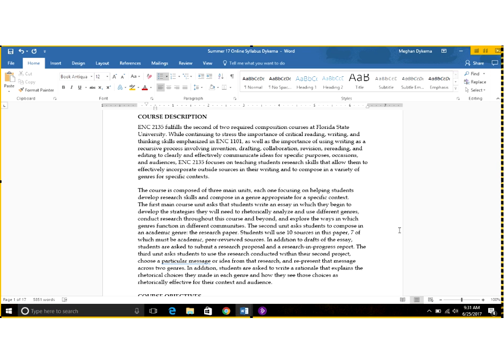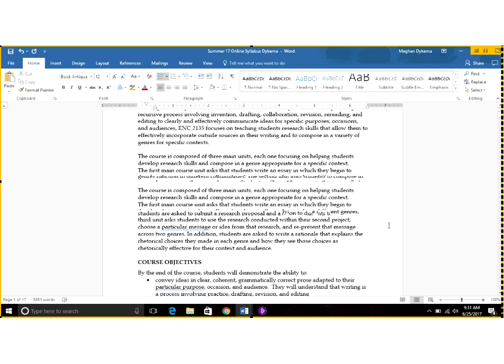So we have a big research project in the middle of the term that allows you to work on effectively incorporating outside sources into your writing. And we also have an emphasis on composing in a variety of genres for specific contexts, and we'll get into that with the 3rd project of the semester, which actually has you composing in 2 different genres.